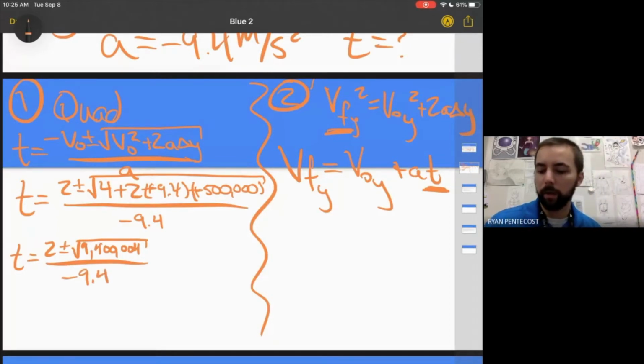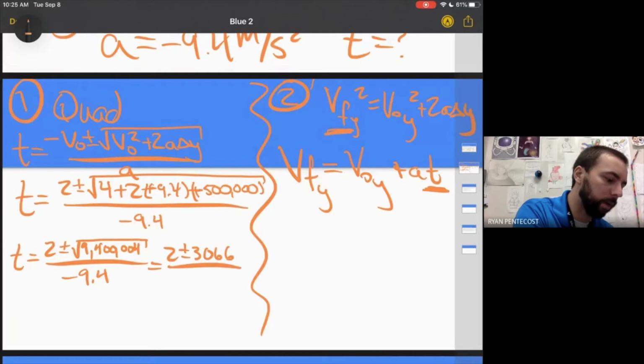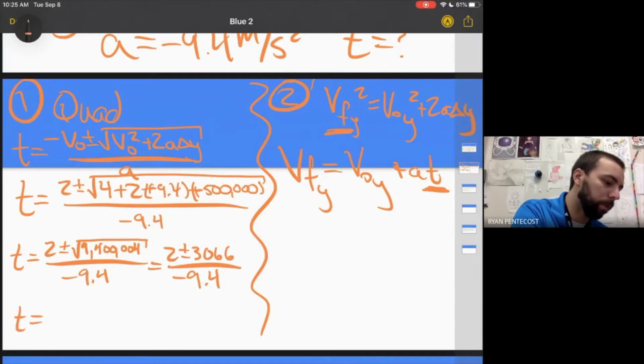Now you will need the square root, right? We'll round that to 3,066. It's a few too many sig figs. 2 plus or minus 3,066 divided by negative 9.4. Now, time has to be positive, right? So if we're dividing by a negative number, we need a negative number up top. So we will have to use that minus on our plus or minus. So that would be 2 minus 3,066.